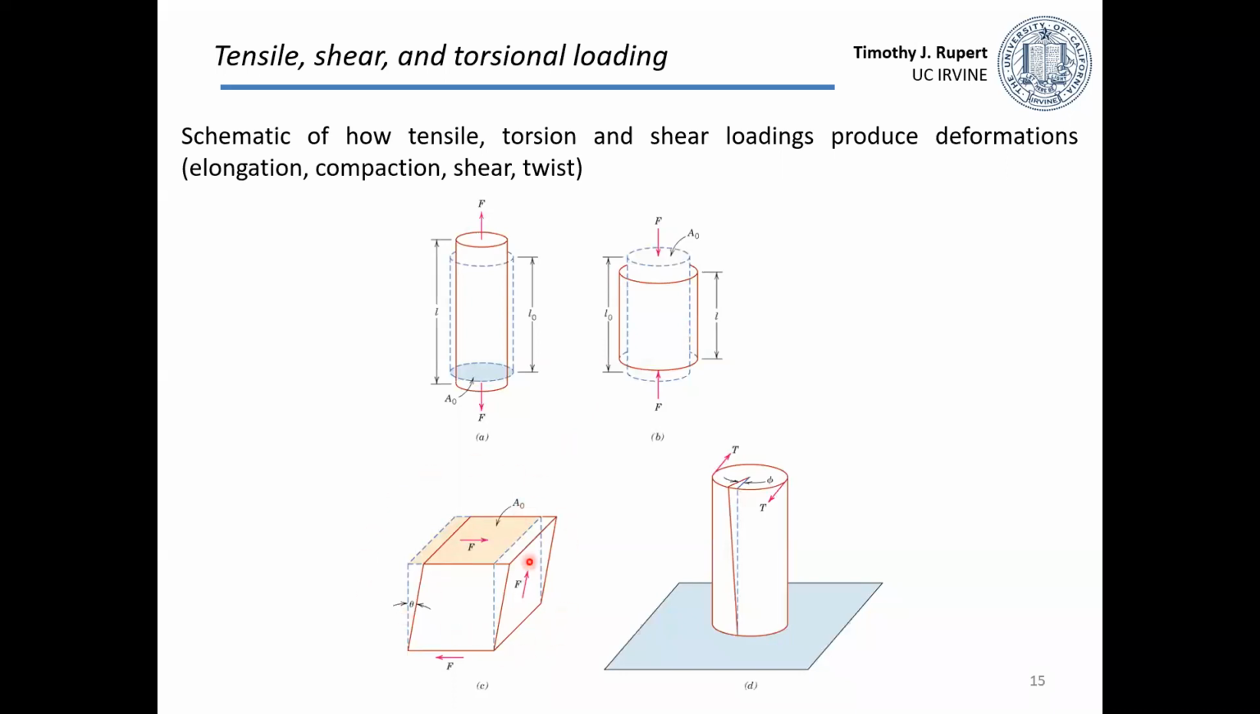On the bottom left is a 3D view of that shear strain. And finally, bottom right is showing a torque. So this is almost what we saw in that drive shaft of that ski lift. So if I were to take a cylinder and just take the top and twist it, I would be applying a torque to my sample.